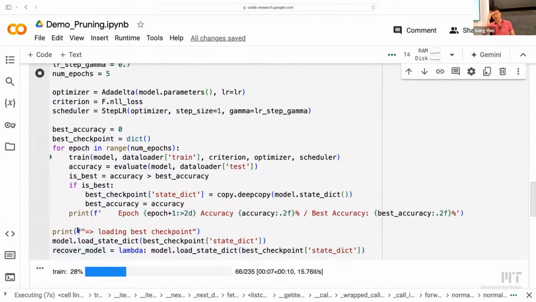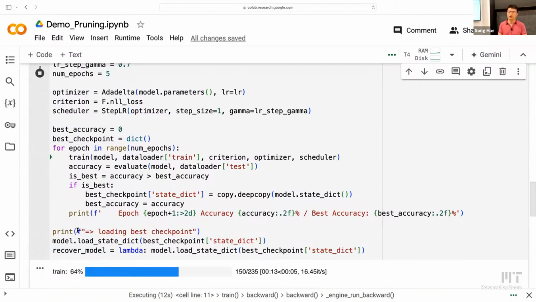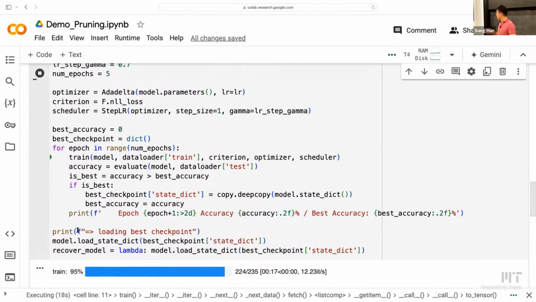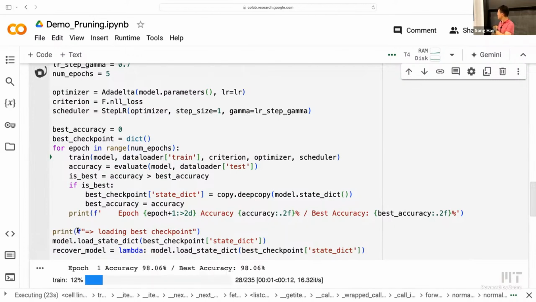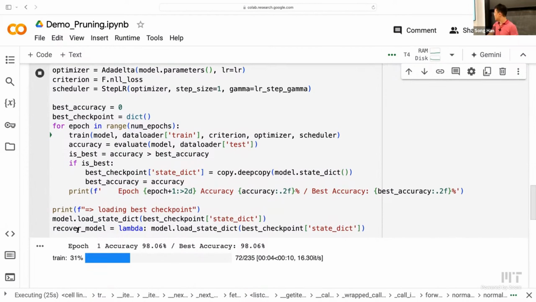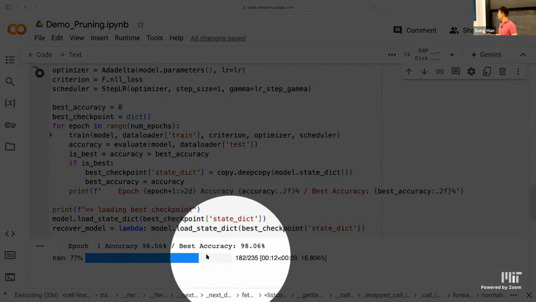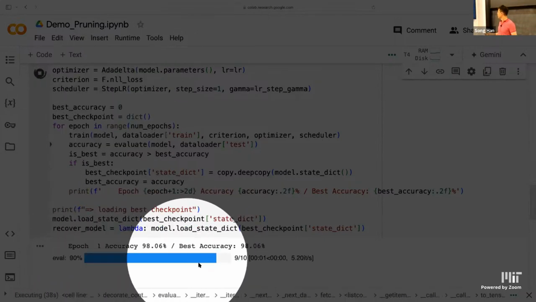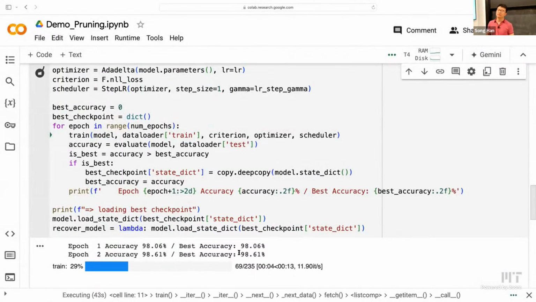This training has started remotely in Google Cloud, and it is now running on the T4 GPU. Currently about one epoch has completed, and the accuracy is already 98%. We are going to train for 5 epochs. Actually, epoch 2 has already finished, with 98.6% accuracy.